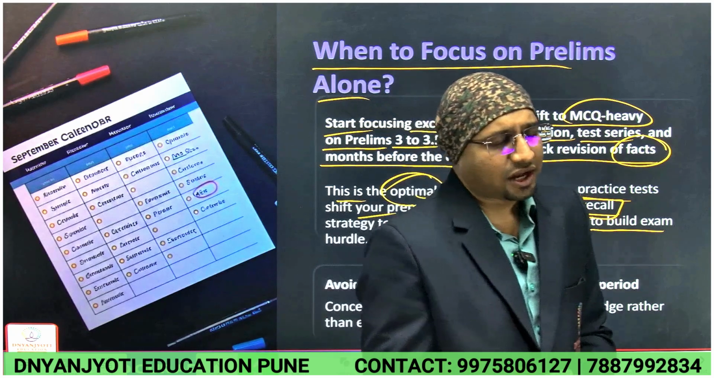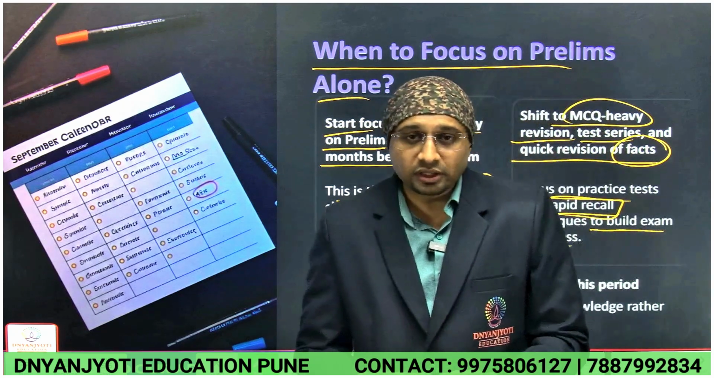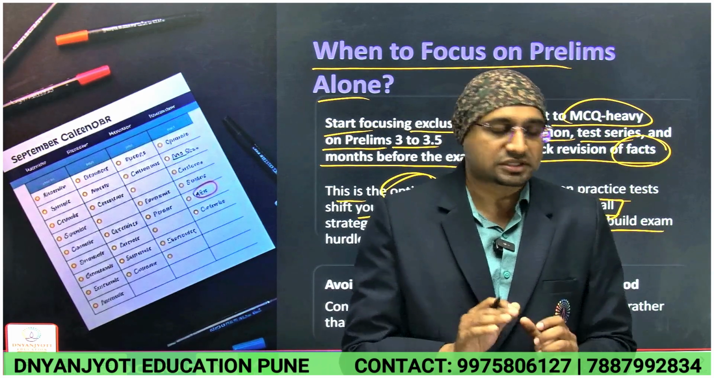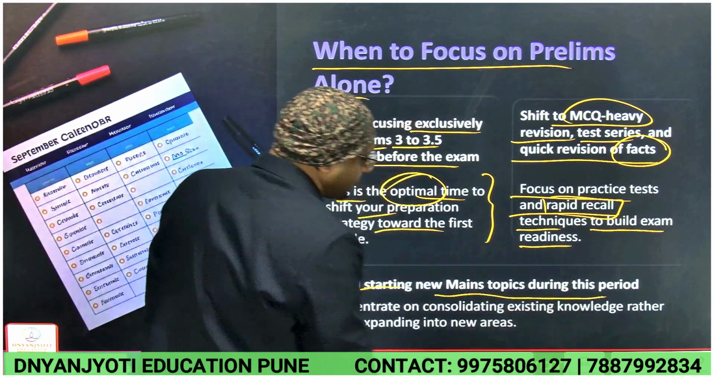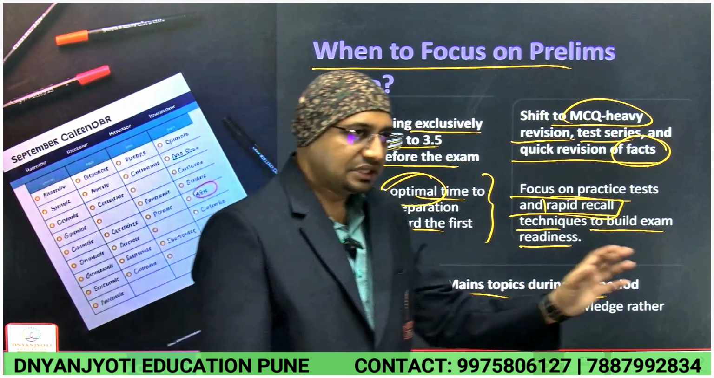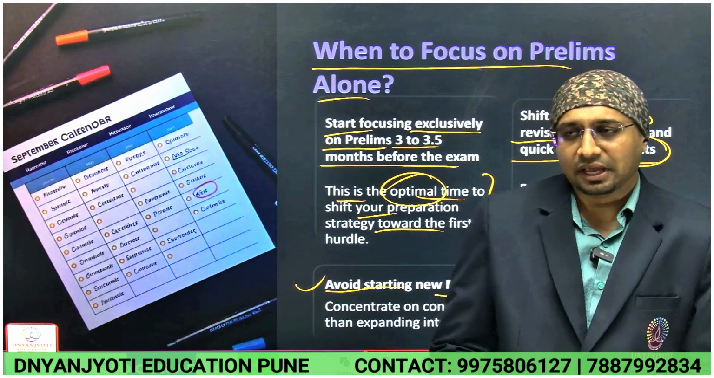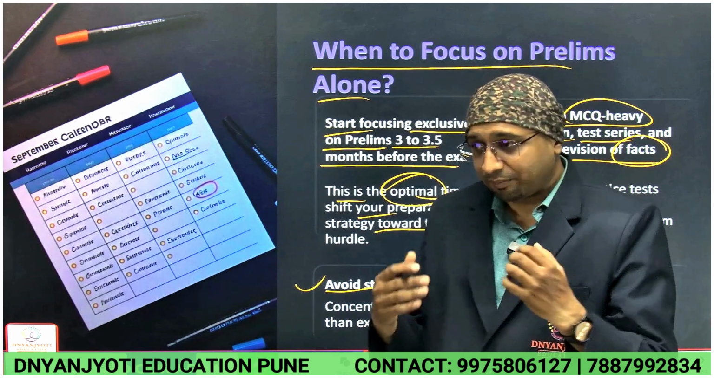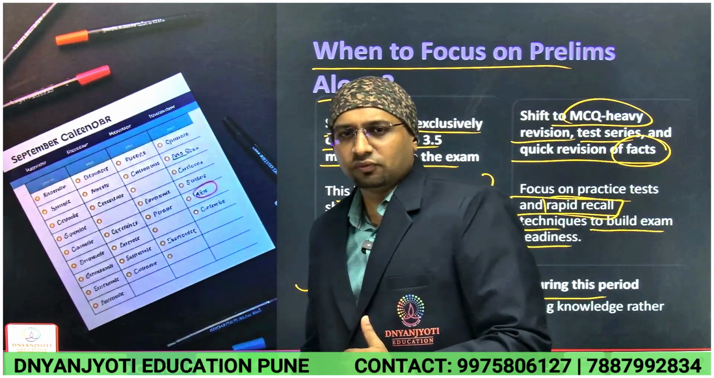Few topics are factual, few topics are conceptual. So accordingly, you need to make your own notes to understand the overall structure. Then avoid starting new mains topics during this period. It is very important. Few people feel that, okay, I have done 90% of the mains syllabus, and now my 10% syllabus is still remaining. So in that confusion, what do they do?